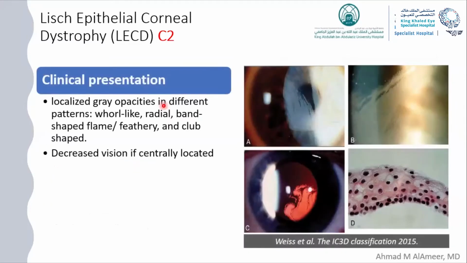So this is the presentation. Usually they present with localized gray opacities in different patterns: hole pattern, band-shaped pattern, feathery or club-shaped. Usually these are confluent or crowded cysts. They are best seen with retroillumination, as in this picture. Light microscopy shows vacuolization of the epithelial cells.